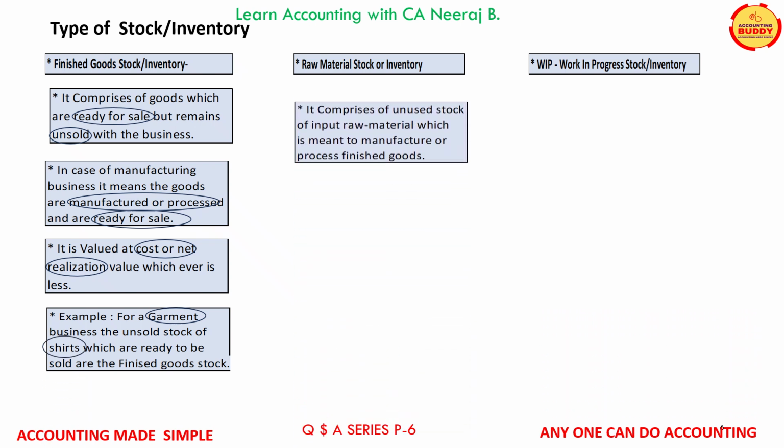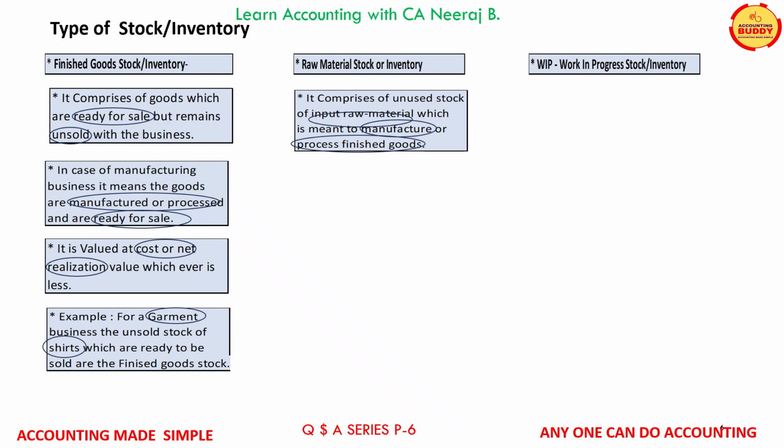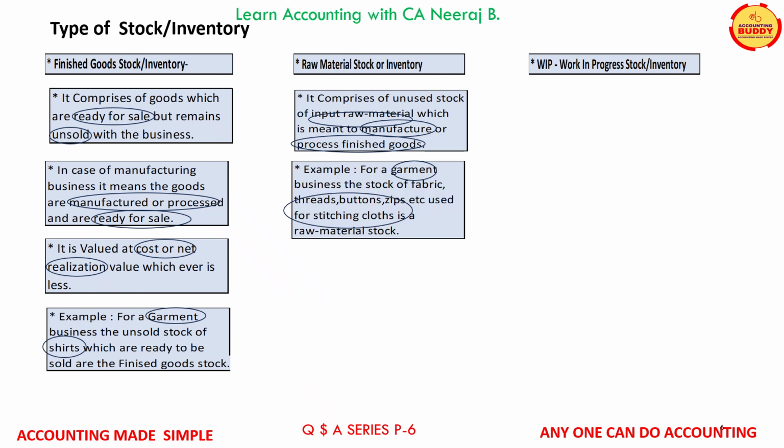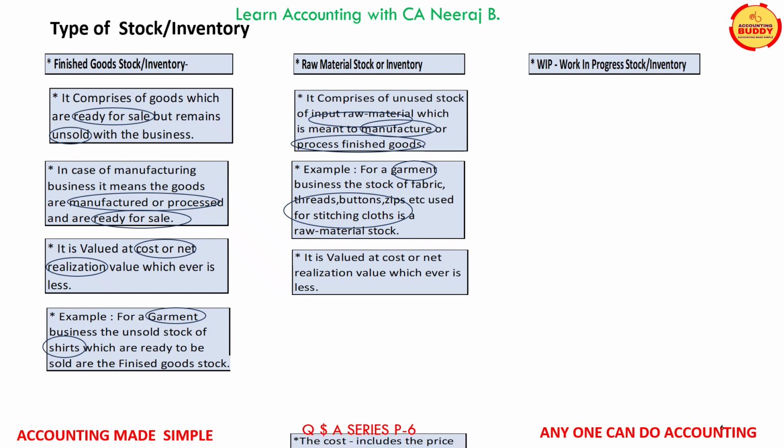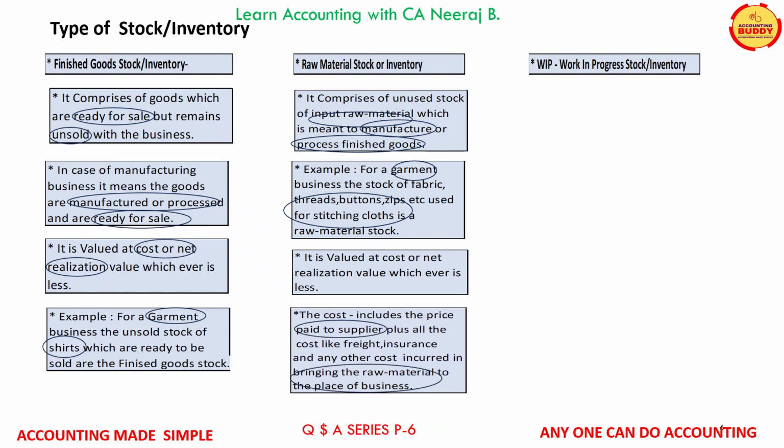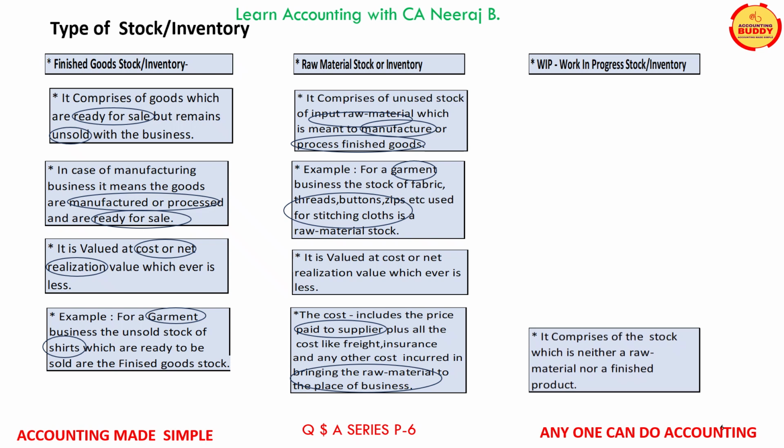Let us now discuss raw material stock. Raw material stock comprises of unused stock of input raw material meant to be used for manufacturing or processing of finished goods. For a garment manufacturing business, the unused stock of fabric, threads, buttons, zips, etc. is a raw material stock. It is valued at cost or net realizable value, whichever is less. Cost of a raw material means the price paid to the supplier plus all the costs incurred in bringing the raw material to the place of business.